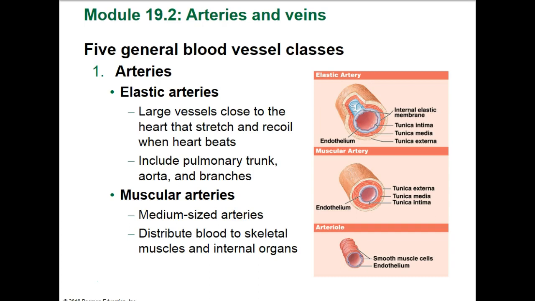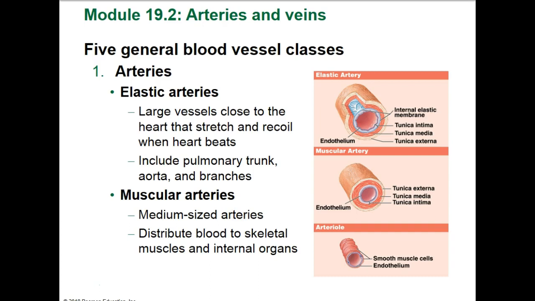So let's look at 5 general blood vessel classes, and we're going to start with the arteries. You have elastic arteries, you have muscular arteries. The elastic ones are large vessels close to the heart that stretch and recoil when the heart beats. This includes the pulmonary trunk, the aorta, and its branches. Why would the vessels closer to the heart need more stretch and recoil? Again, similar to what we were already talking about, we've got a lot of pressure coming out of the heart.